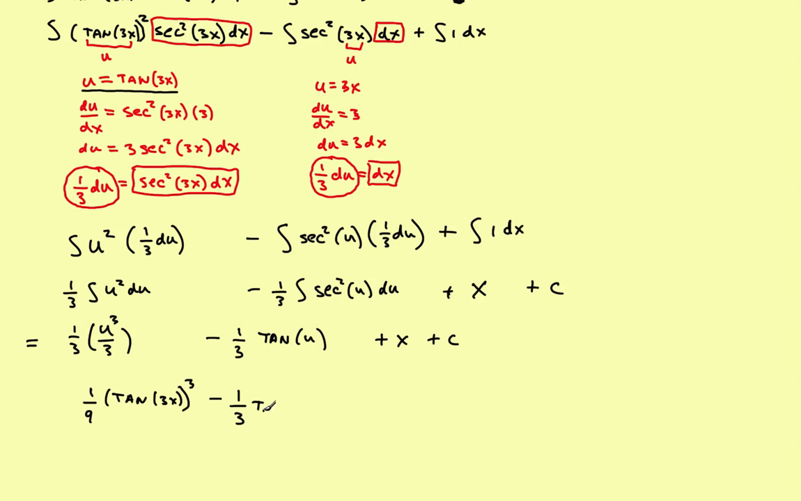Then you've got minus 1/3 of the tangent of, and replace u with what it's equal to. Here, on this problem, u is equal to 3x. So we'll put a 3x there. And then finally, you've got this plus x, and finally a plus c to account for a constant. So that's going to be the final solution to it right here.